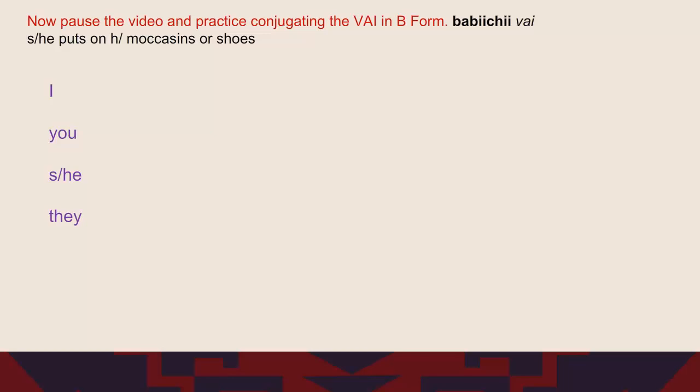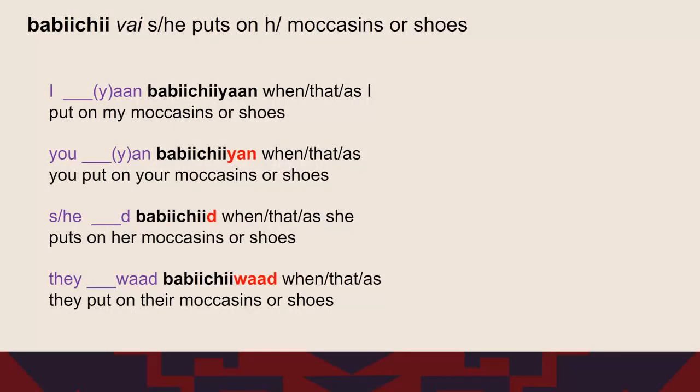Now pause the video and practice conjugating the VAI verb in B form, babichi: he or she puts on his or her moccasins or shoes. The answers for babichi are, for the first one, I, babichian, when I put on my moccasins or shoes. The next one, for you, babichian, when or as you put on your moccasins or shoes.